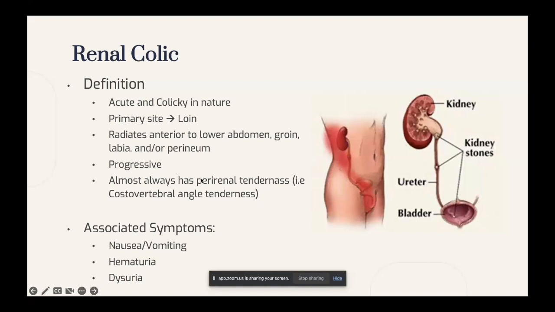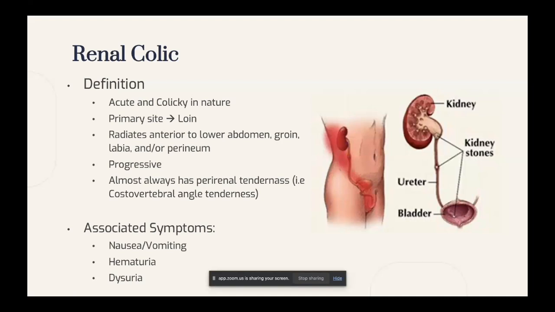It's most commonly progressive and almost always has perirenal tenderness, especially when it's an intrarenal cause. This can also be assessed with costovertebral angle tenderness, which is almost always a specific sign for pyelonephritis. So in physical examination, renal colic can be identified by history as well as clinical findings.